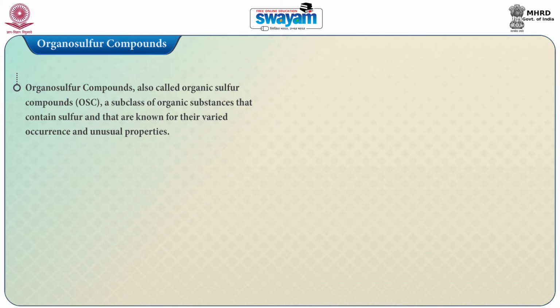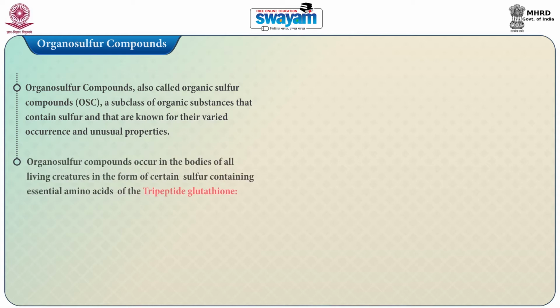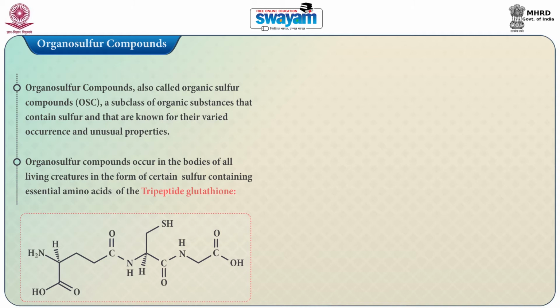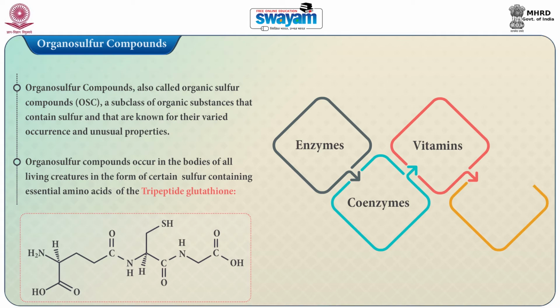Organosulfur compounds, also called organic sulfur compounds, are a subclass of organic substances that contain sulfur and that are known for their varied occurrence and unusual properties. Organosulfur compounds occur in the bodies of all living creatures in the form of certain sulfur containing essential amino acids such as cysteine, cystine and methionine, of the tripeptide glutathione and of enzymes, coenzymes, vitamins and hormones.